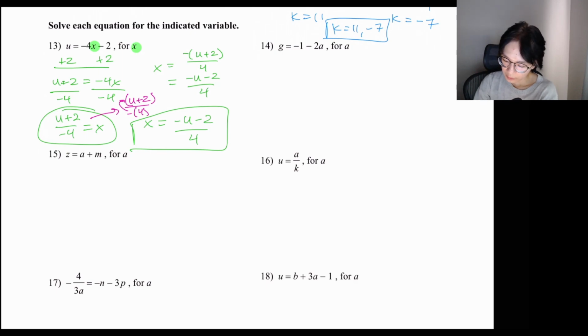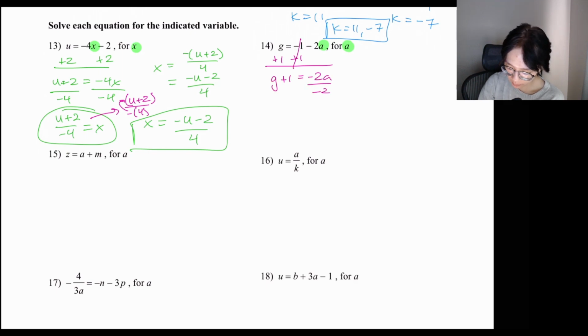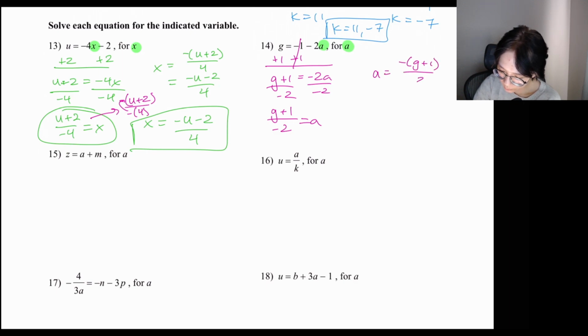Next one. Here we're solving for a. a is right here. We're going to do addition, subtraction first. Get rid of whatever doesn't have a. In this case it's 1. Add 1 to both sides. g plus 1 equals negative 2a. Divide by negative 2 on both sides. g plus 1 over negative 2 equals a. Math convention: a equals negative g plus 1 over 2. So a is equal to negative g minus 1 over 2.